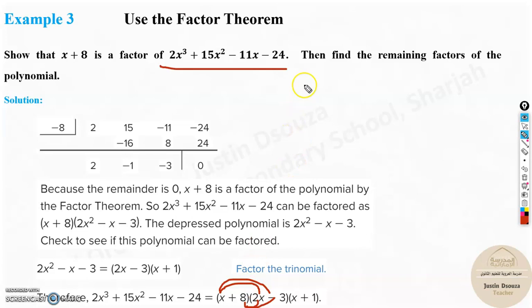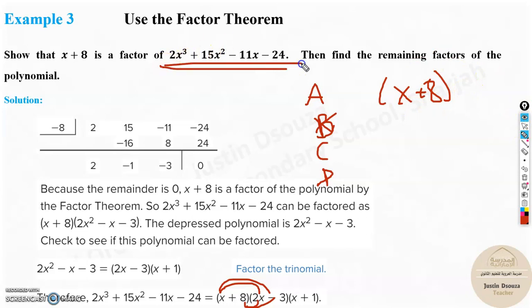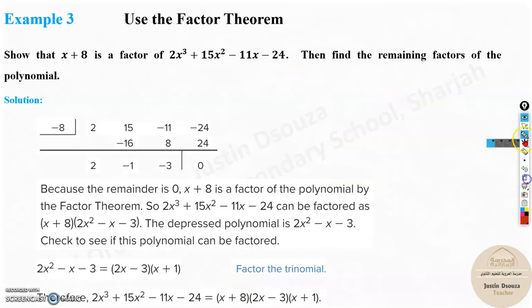But the problem is there'll be four options: A, B, C, D. You need to do all of them. First see which has all the x plus 8 factor. That must be there. If one option doesn't have it, ignore that. Then you will have three options and you need to solve them. Multiply all of them and check whether you're getting this answer. If you get that, that's the answer.